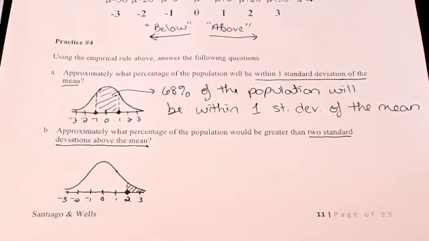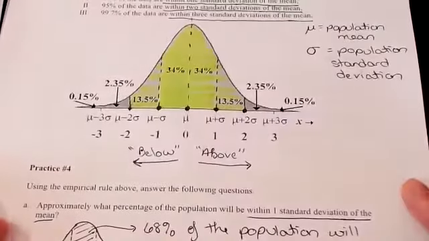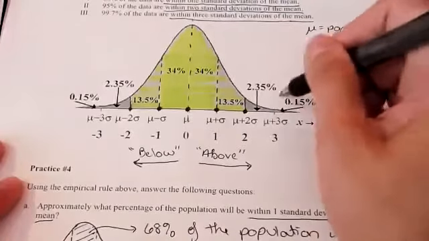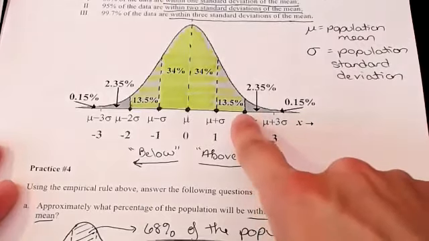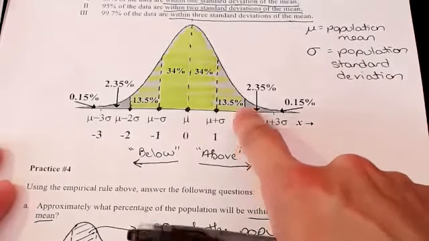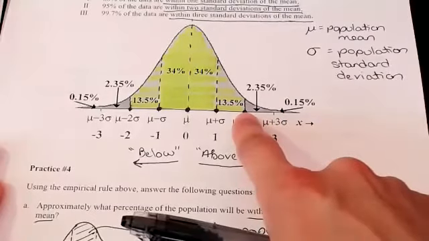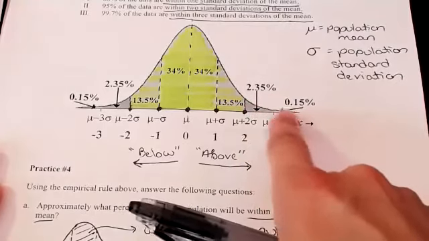And how do you find this? What would you do? Wouldn't you add the percentage that is above? Yes, perfect. 2.35 plus 0.15% together. Yes, excellent. So we're essentially here at 2 standard deviations above the mean. We want to know the percentage of values above a standard deviation of 2. So you take the 2.35% block and the 0.15% block and you add those together.